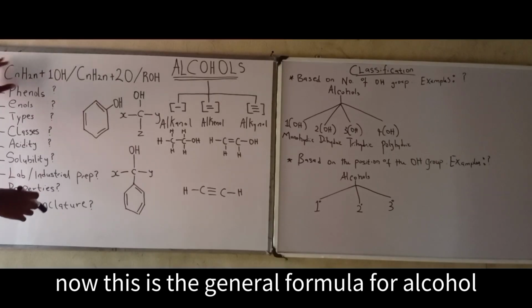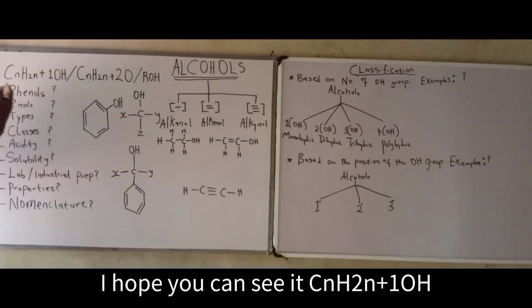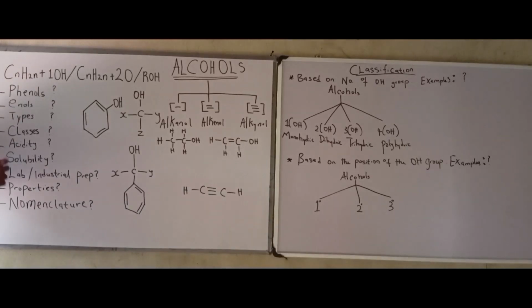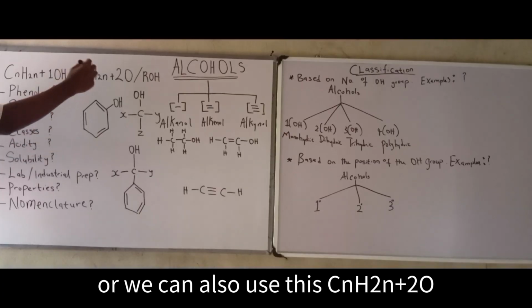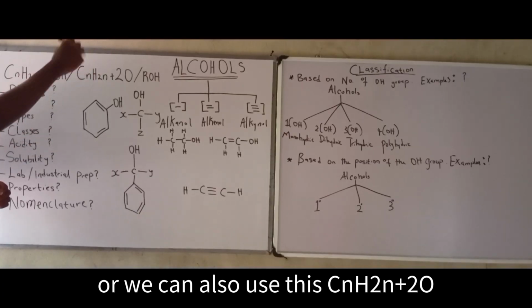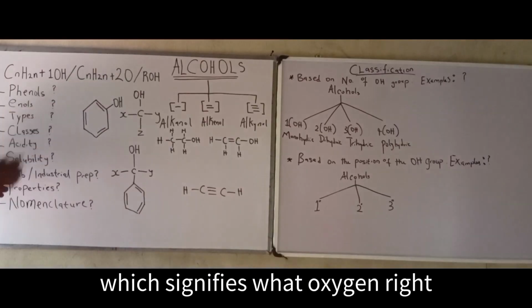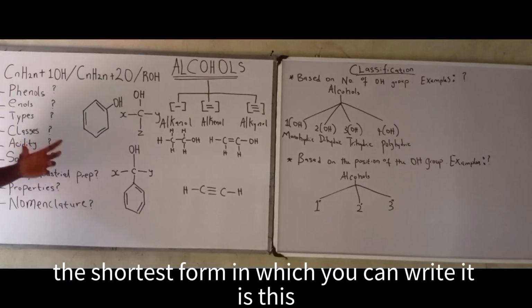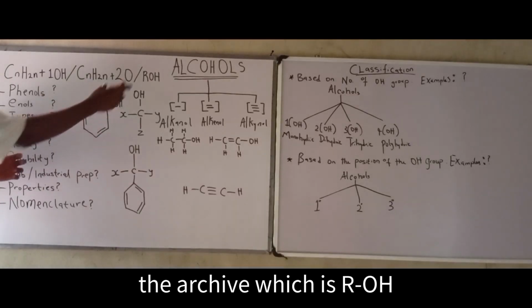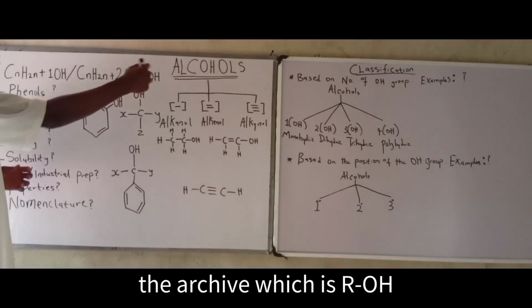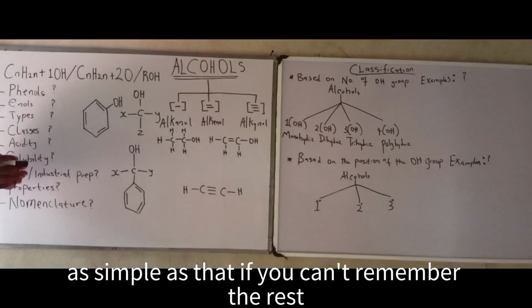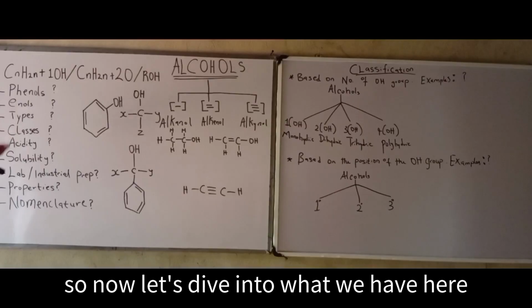Now, this is the general formula for alcohol. I hope you can see it. CnH2n+1OH, or we can also use CnH2n+2O, which signifies oxygen. The shortest form in which you can write it is with the alkyl group, ROH. As simple as that, if you can't remember the rest. So now let's dive into what we have here.